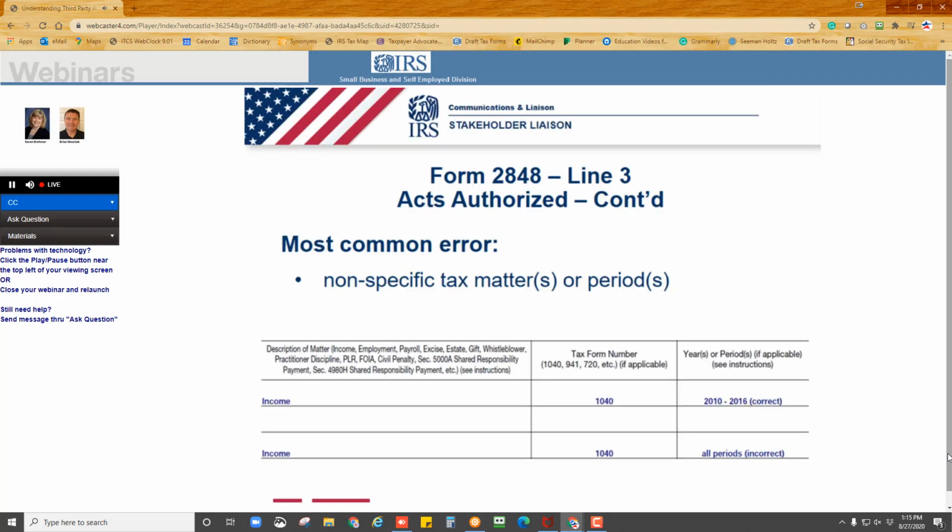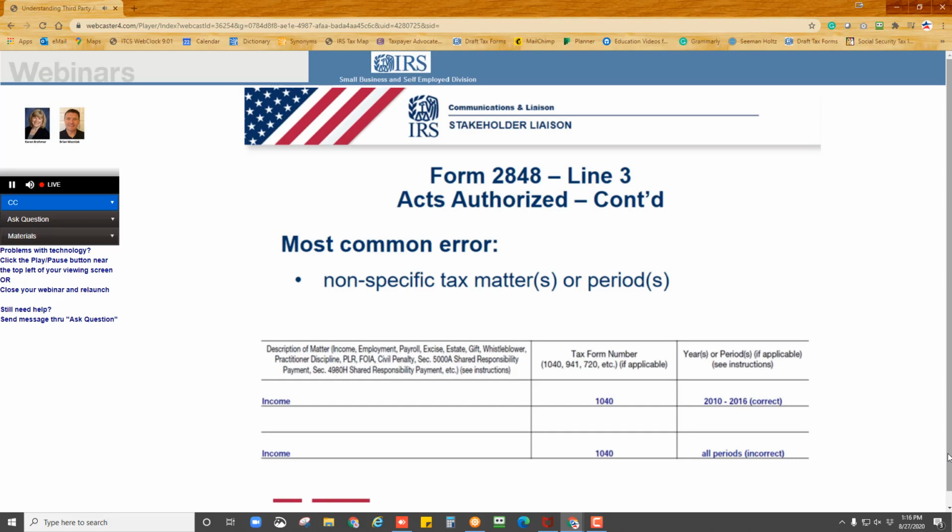Again, we're talking about indicating the specific type of tax. So you have to label it as income tax, employment tax, or payroll tax. And then in the column right next to that, you must list the specific form number, such as Form 1040, 941, or 1120. The most common error that we see is a POA entering a non-specific tax matter or tax period. So you cannot use statements such as all periods or all future, but you can list a range of tax periods. So for example, you could state Form 1040 periods as 2015 through 2020, and that would be acceptable.